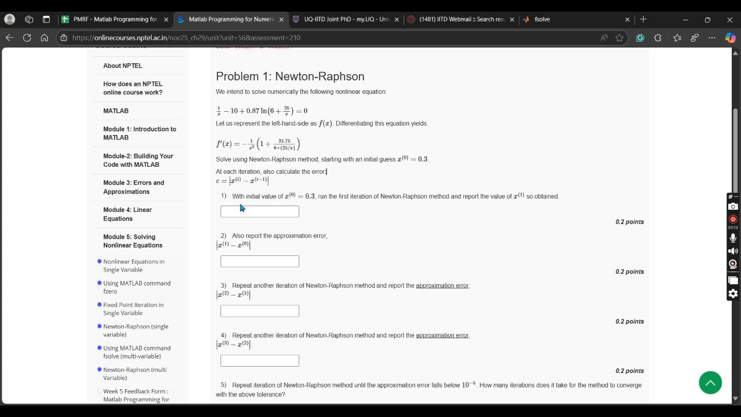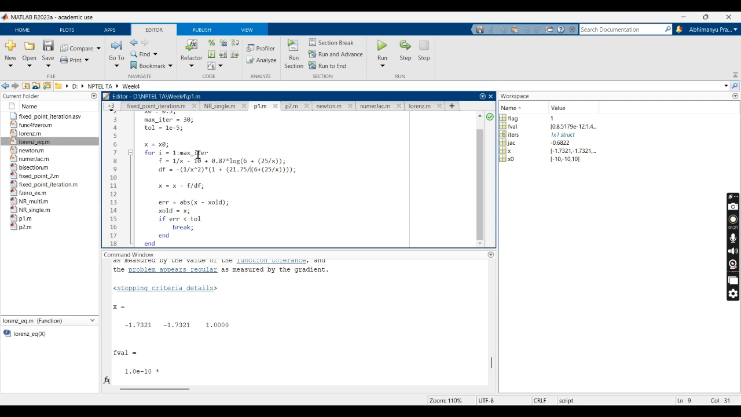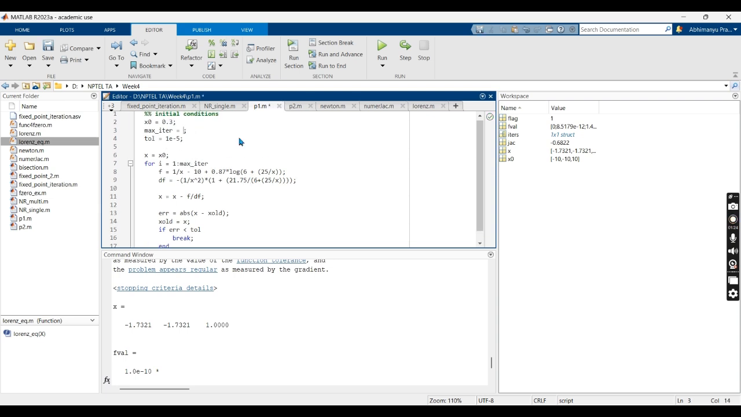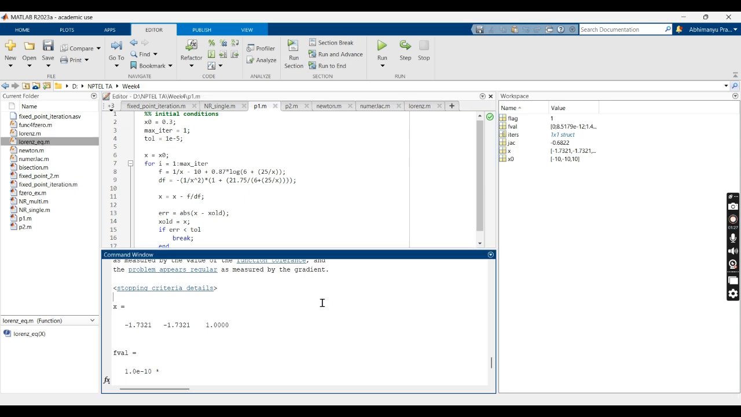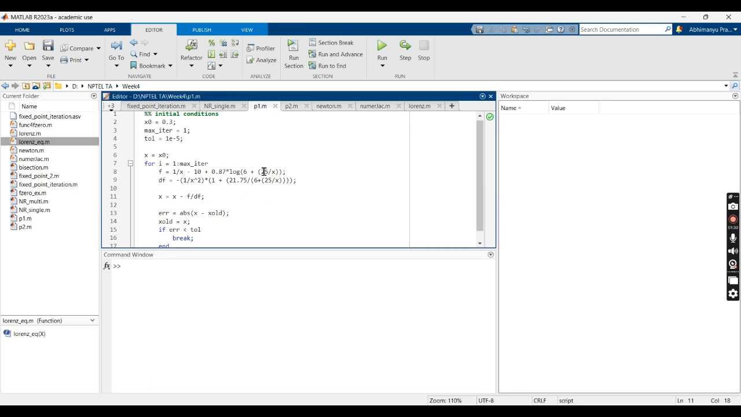So they have asked us to, with the initial value of 0.3, run the first iteration and report the value of x1 so obtained. Right. So we need to run this loop one number of times. So let me just change the max iteration to 1. That way we will be running this for only one time. Otherwise, you can use the breakpoint method to do so. Or else we can just store x values. We can change this to x(i+1), store all the x values, and then check what value of x we got after every iteration. I'll just use this. It's the simplest method.